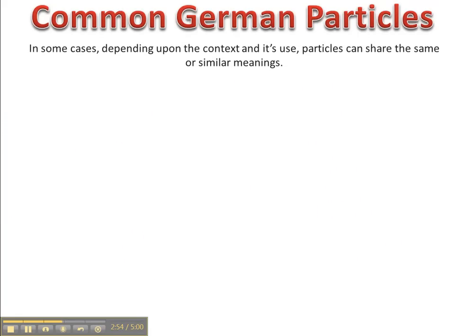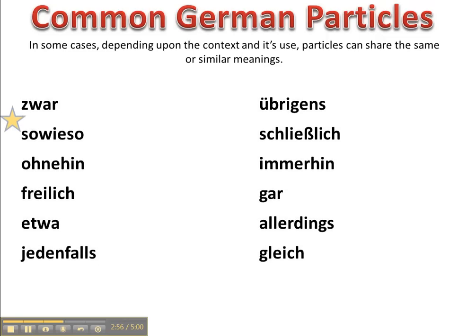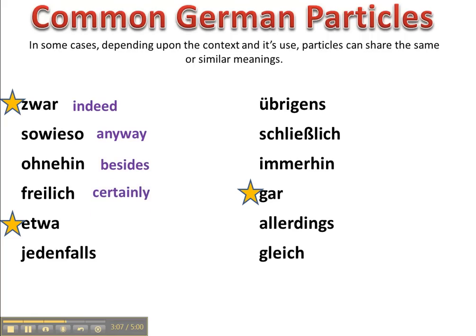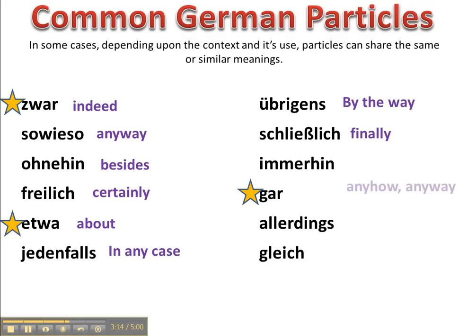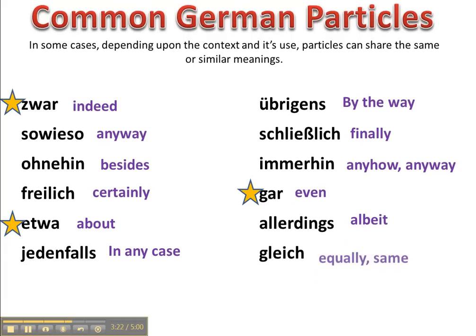Okay, so a few more of these. Zwar, which means indeed. Sowieso, another way of saying anyway. Ohnehin, besides. Freilich, certainly. Etwa, about. Jedenfalls, in any case. Übrigens, by the way. Schließlich, finally. Immerhin, anyhow, anyway. Gar, which can mean even and a lot of other things. Allerdings, albeit. Ungleich, equally the same. So again, just to give you an idea, these are some of the most common German particles.